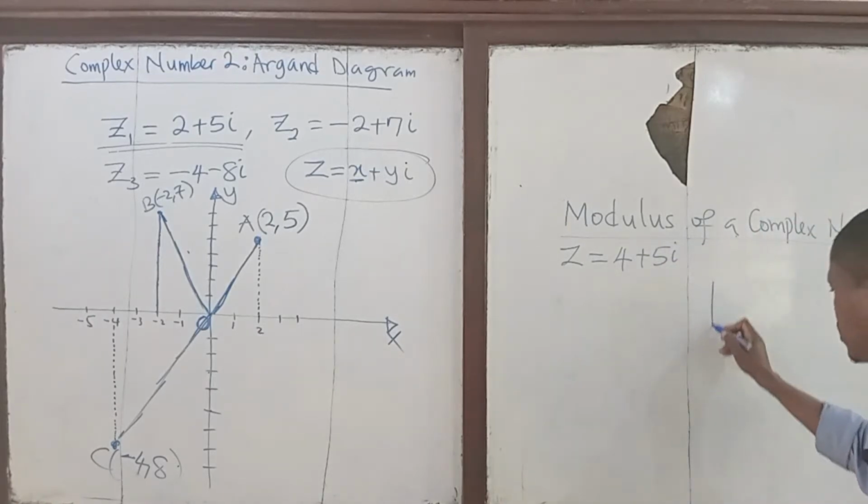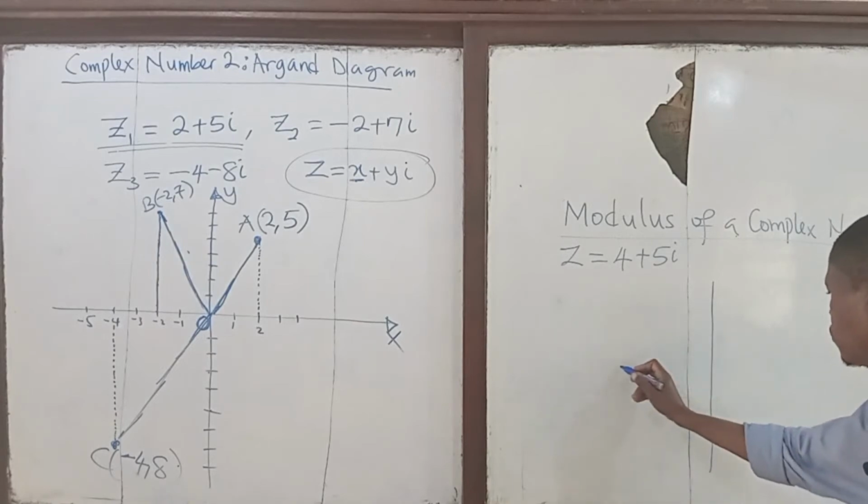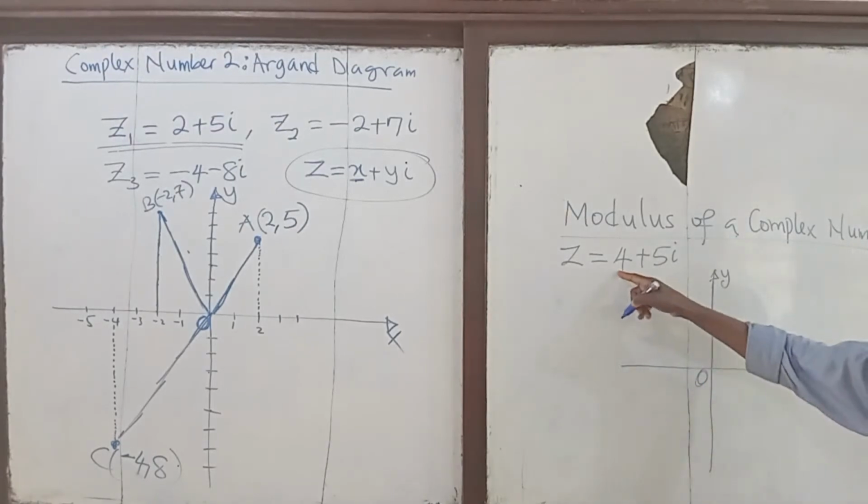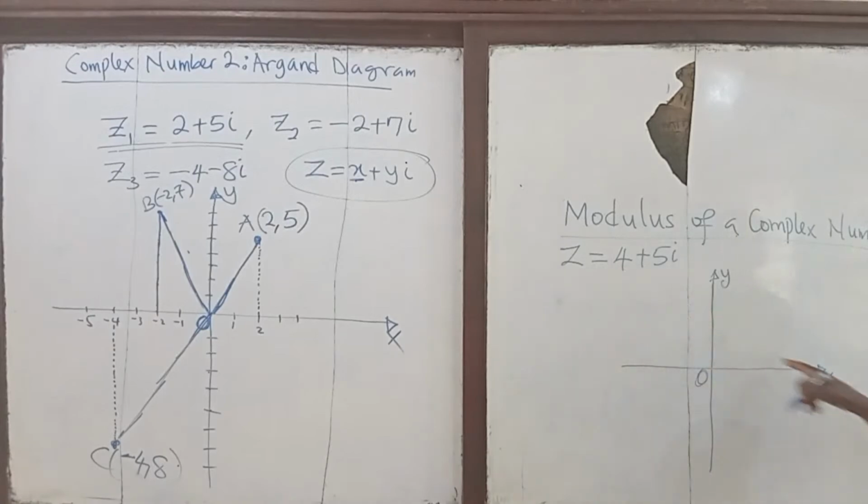We're going to sketch it on the x and y coordinates. This is your origin. The 4 is the real part, which will be on the horizontal. So 1, 2, 3, 4. So 4 is here. Then you go up and indicate the 5: 1, 2, 3, 4, 5. Indicate the 5 there.